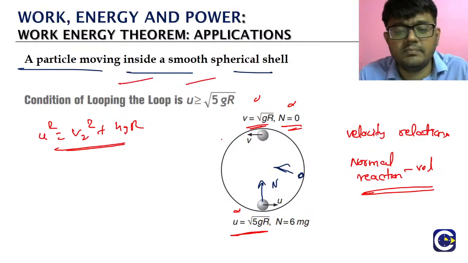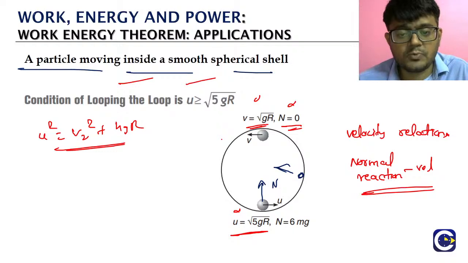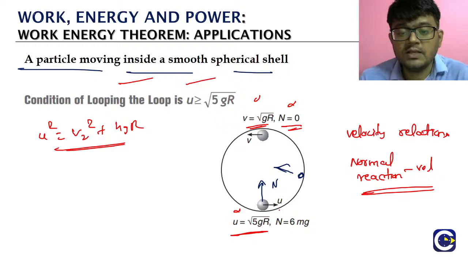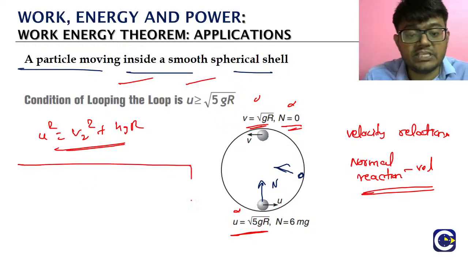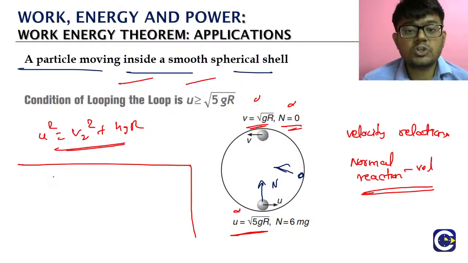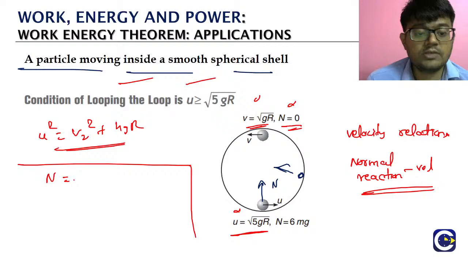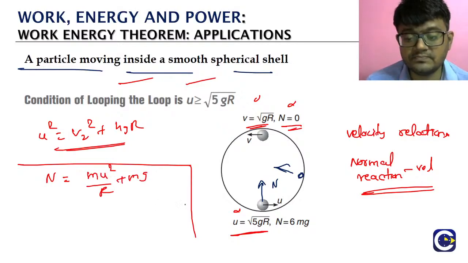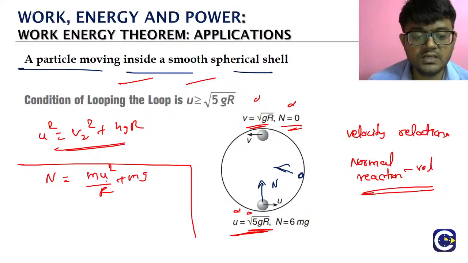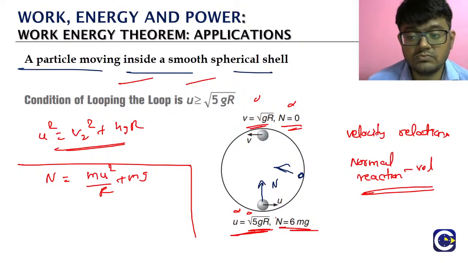What is the looping condition? Same, at the bottommost point நம்ம கொடுத்த velocity u should be more than or equal to root 5 gr. So அங்க we are having the relations between tension and velocity, இங்க normal reaction and velocity. இங்க பாருங்க, bottommost point ல what will be the normal reaction value, N will be equal to mu square by r plus mg. அதனால if you are giving this root 5 gr velocity, normal reaction எவ்வளவு வரும் பாருங்க, it will be coming as 6 mg. u க்கு பதிலா நீங்க root 5 gr substitute பண்ணா normal reaction 6 mg வரும். ஓகேவா?